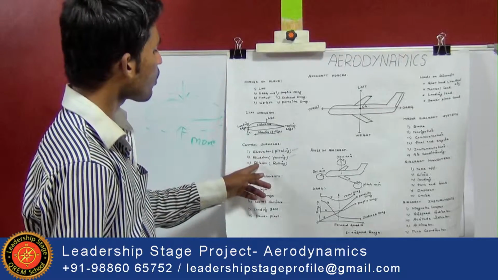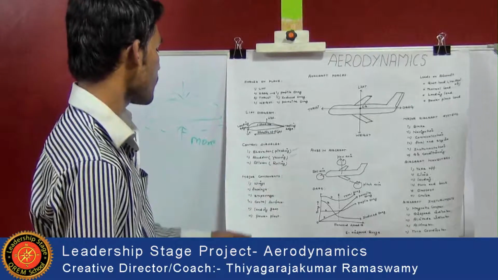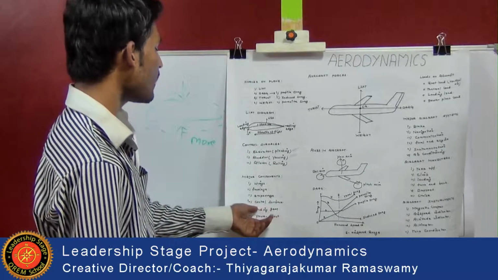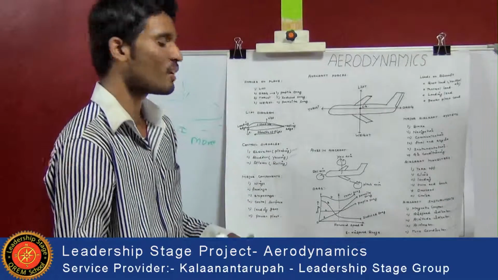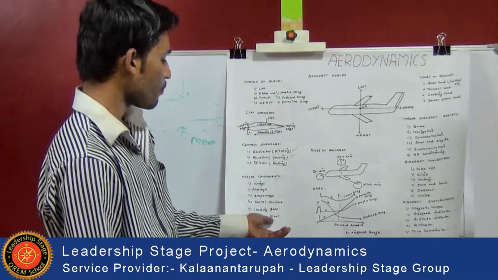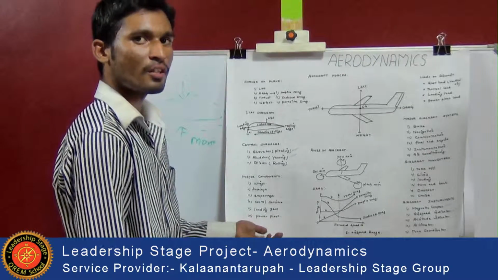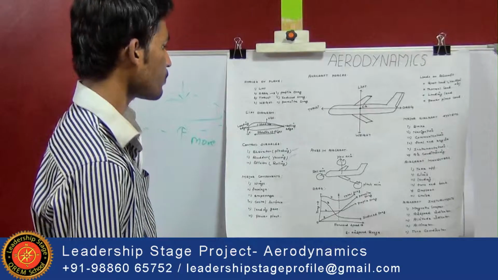Elevator, rudder, and aileron are the different types of control surface. And next one is landing gear. Landing gear is used to support the aircraft on land. And next one is power plant. Power plant is the engine of the aircraft. It is used to produce thrust.